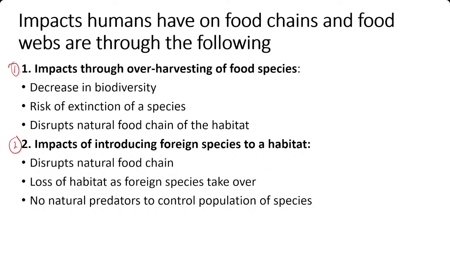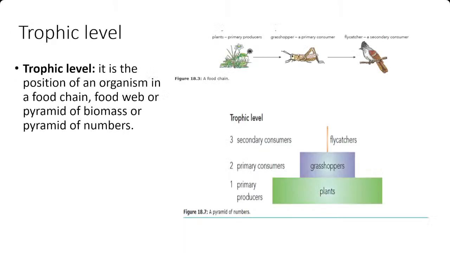So what happens is that when you over harvest, there's a decrease in biodiversity, there's a risk of extinction of a species, and it disrupts the natural food chain of the habitat. Then introducing a foreign species disrupts the natural food chain, with loss of habitat as the foreign species takes over the original species. We do not have any natural predator to control that.